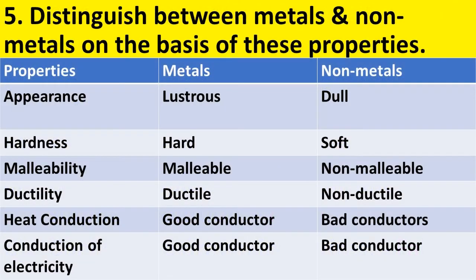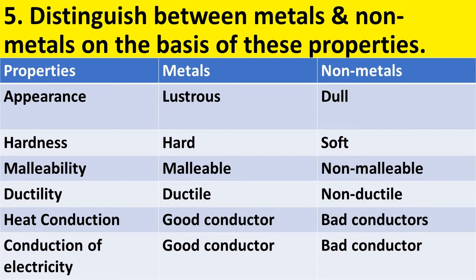Question number 5. Distinguish between metals and non-metals on the basis of these given properties. Properties are appearance. In appearance, metals are lustrous, whereas non-metals are dull. Hardness. Metals are hard, whereas non-metals are soft. Malleability. Metals are malleable, whereas non-metals are non-malleable. Ductility. Metals are ductile, whereas non-metals are non-ductile.